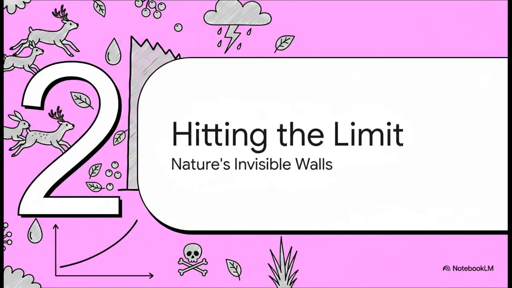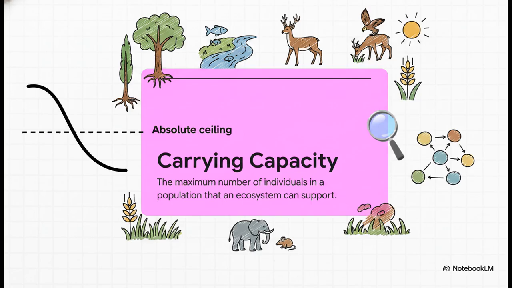Moving on to Section 2, hitting the biological limit, or what I like to call the invisible walls of nature. So how do these math curves actually translate into real-world biology? The crucial takeaway here is that every single environment has what biologists call a carrying capacity. This is the absolute ceiling. It's the maximum number of individuals that a specific ecosystem can support over the long haul.